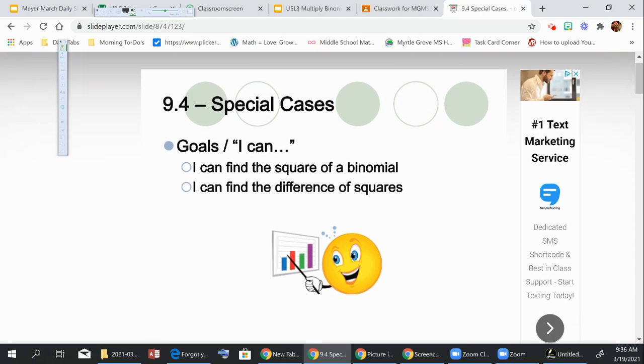We'll find out what that means in just a moment. And can I find the difference of squares, right? So squaring means like x squared means x times x, but now it'll be with a binomial. So it'll be the binomial like x plus 3, that quantity squared.